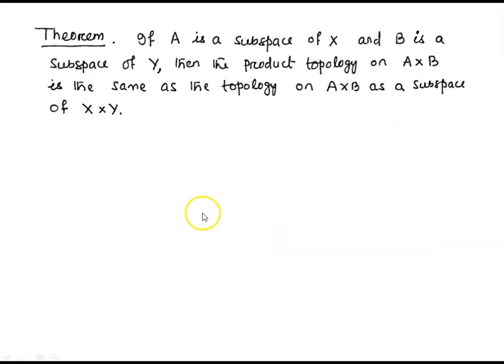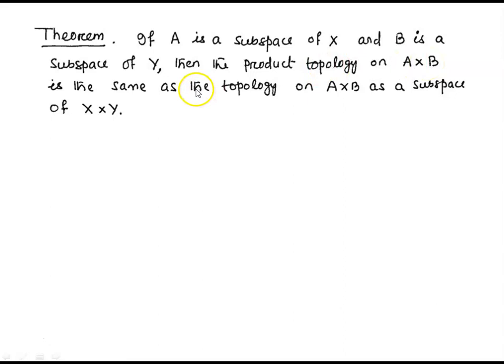Here we have a theorem. If A is a subspace of X and B is a subspace of Y, then the product topology on A cross B is the same as the topology on A cross B as a subspace of X cross Y. That means we have two topological spaces, X and Y. A is a subspace of X, B is a subspace of Y. Since A and B are subsets of X and Y respectively, this A cross B is a subset of X cross Y. Since X cross Y has the product topology on it, we can find the subspace topology on A cross B.